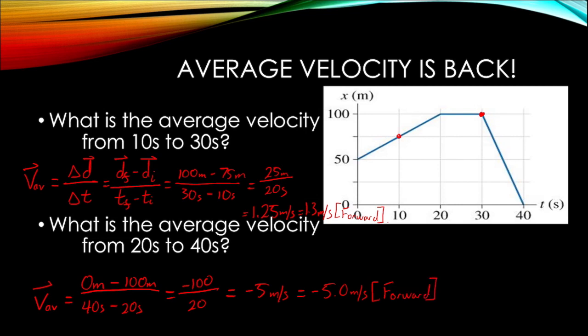However, in physics, we do not like to have negative values as much. Although it is correct, it is not as pleasant. So we can change minus forward into positive backwards, and this becomes 5.0 meters per second backwards.